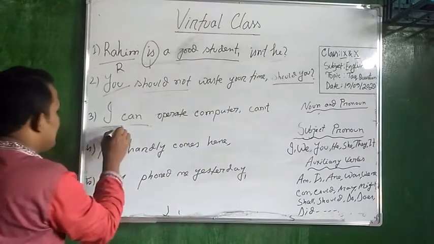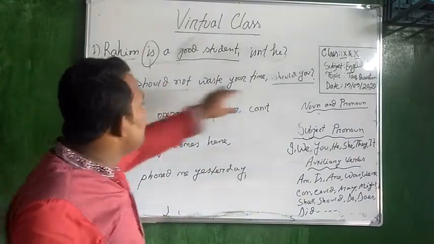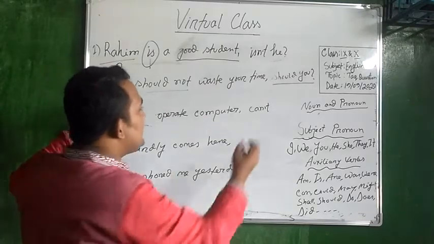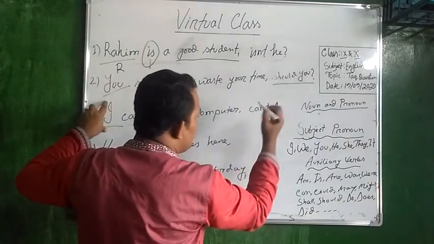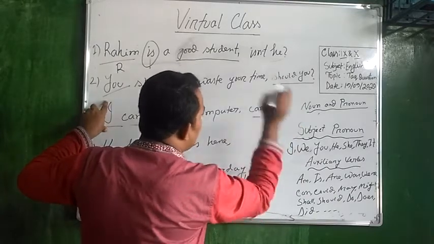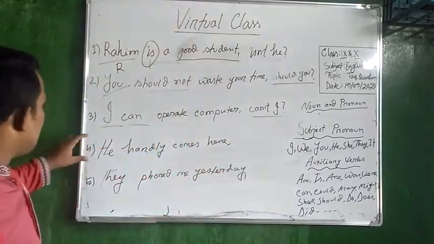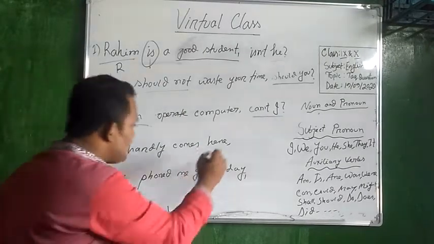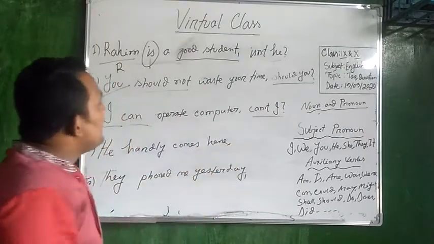What is the subject? I. I will come here. So I is a pronoun. So you can put I, subject pronoun. At the end of the question tag, you have to put a question mark. So come to number 4. He hardly comes here. Okay.